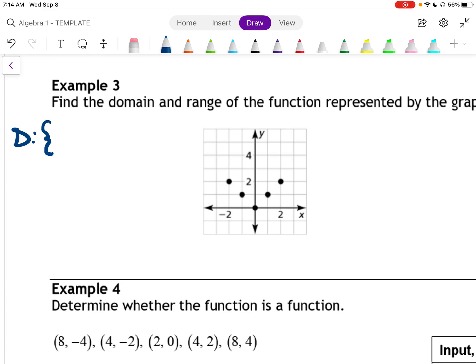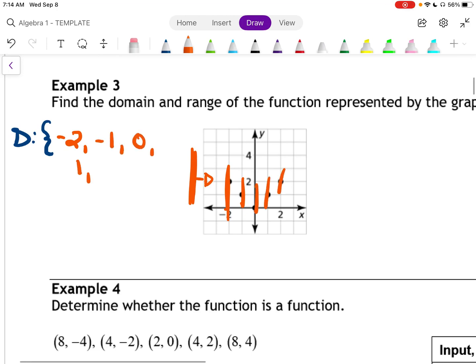And the way that I do these is in my head, I think about, I have a pencil, maybe this is my pencil, and I slide it from left to right. The first spot that it touches is at -2. Then it touches at -1. It touches at 0. It touches at 1. And it touches at 2. And then I can close my bracket. So that's my domain. That's the set of all of my input values.